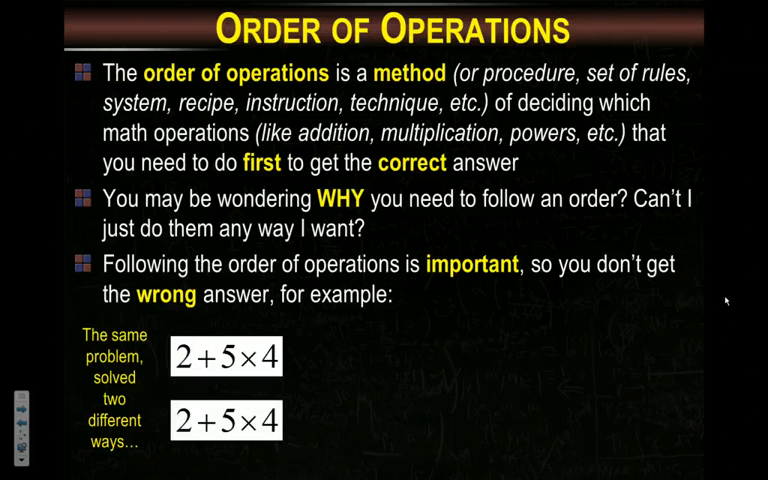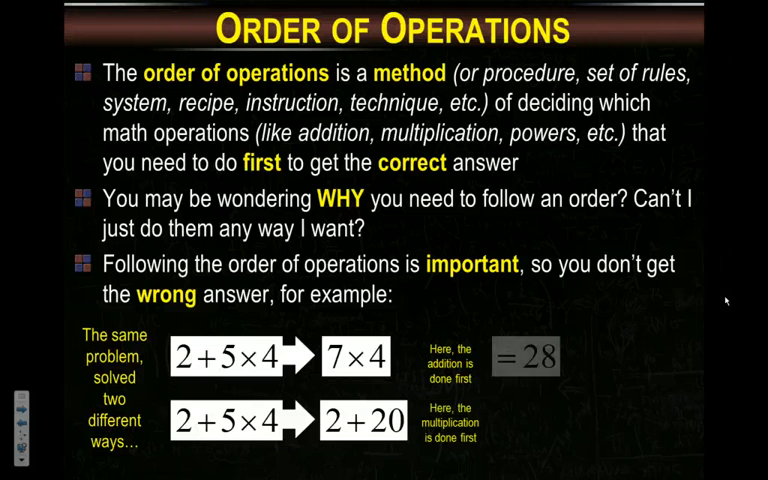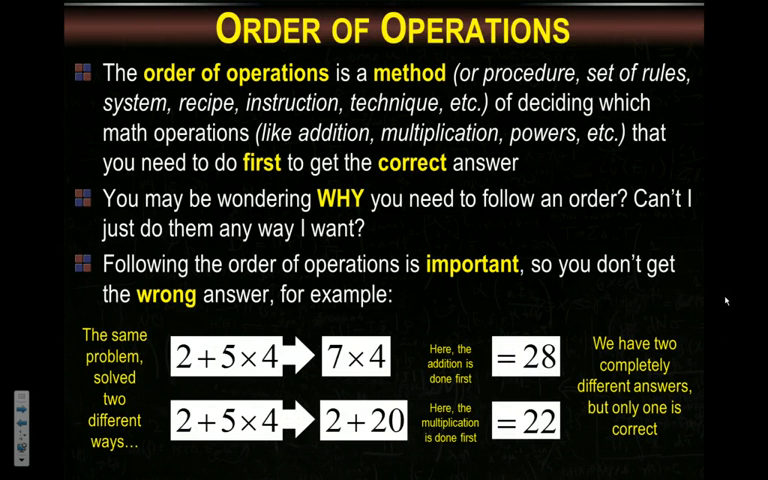Here's a question. 2 plus 5 times 4. I'm going to answer that question two different ways, okay? So in the first way, I'm going to do the multiplication first. So I'll go, or pardon me, the addition first. So I'll go 2 plus 5 and I'll get 7. And then I'll multiply 7 times 4 and get 28. The next time, I'm going to do the multiplication first. I'm going to go 5 times 4, I'm going to get 20. And then 20 plus 2, and I get 22. Here's why it's important. Those are two completely different answers.